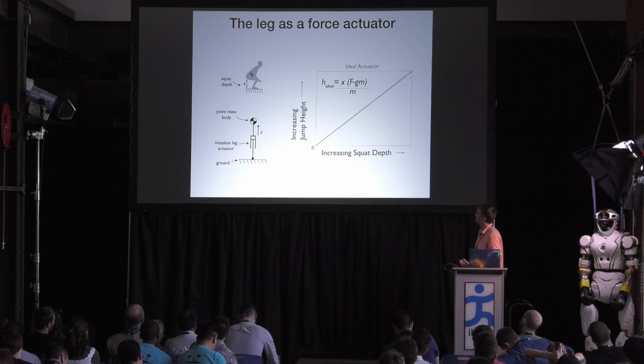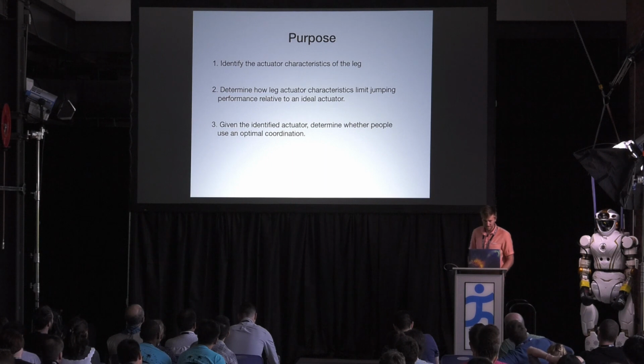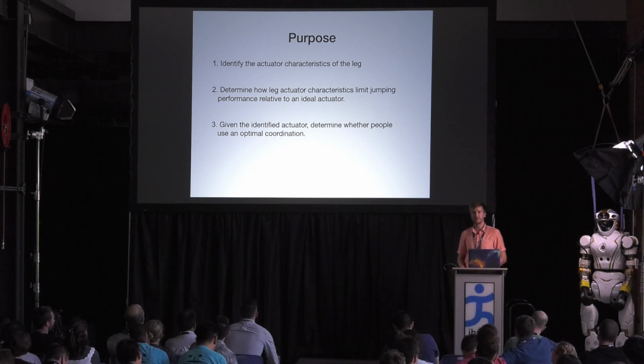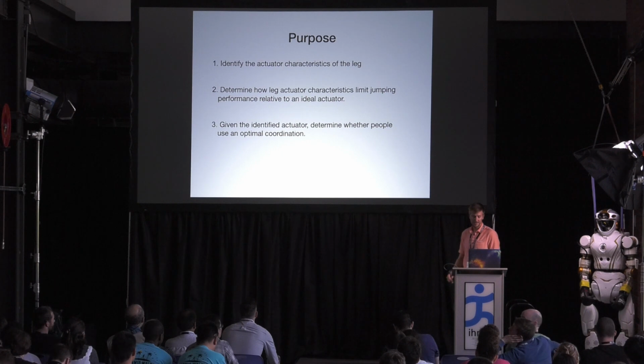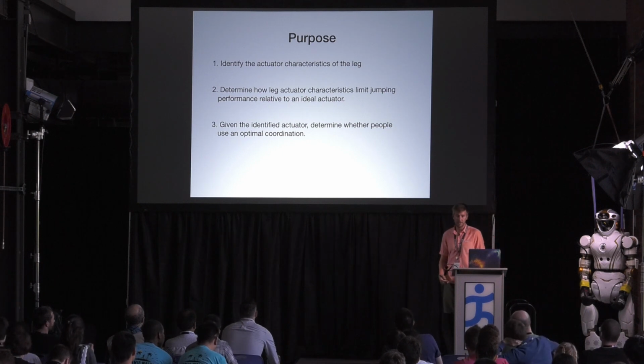Realistically, the mechanical characteristics of our leg do not work like this. The purpose of our work is to identify the actuator characteristics of the leg, to determine how the leg actuator characteristics limit jumping performance relative to an ideal actuator, and given the identified actuator, determine whether people use an optimal coordination.